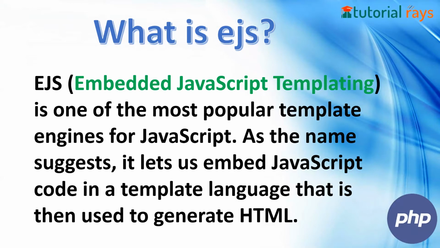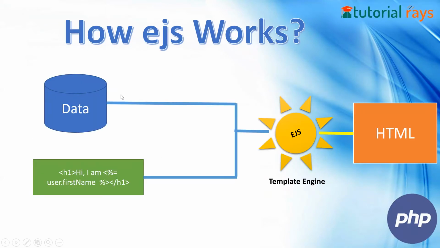So how does EJS work? Suppose this is the database, and along with the database you can embed the code inside this. So how is it embedded? With an angle bracket, then a percentage sign, and if you want output, then an equals sign. In short, you can embed this JavaScript code inside your HTML file, and finally the EJS template engine parses or compiles it, and the output is provided as HTML.